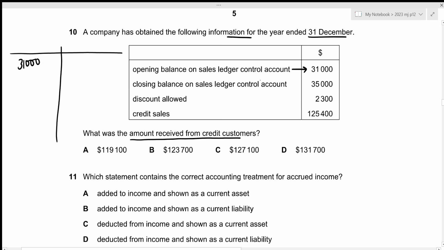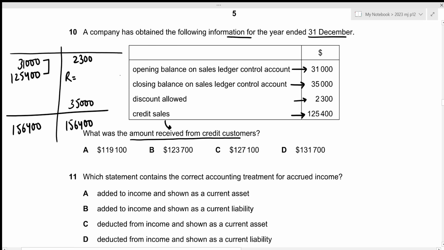Then we have closing balance, which goes towards the credit side. So that's 35,000. Then we have discounts allowed, and discounts allowed will reduce the amount that we will receive from our credit customers. So this goes towards the credit side as well. Then we have credit sales, which we need to record on the debit side. That's 125,400. So the amount that we're trying to figure out is the amount received from credit customers, which will be recorded on our credit side of the sales ledger control account. In order to figure this out, we first require the total. Let's figure that out from the debit side. That's 31,000 plus 125,400, which results in 156,400.